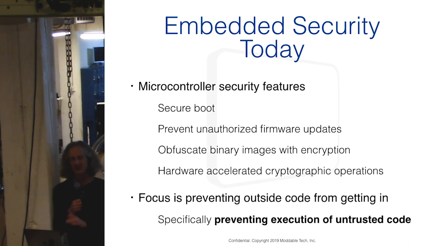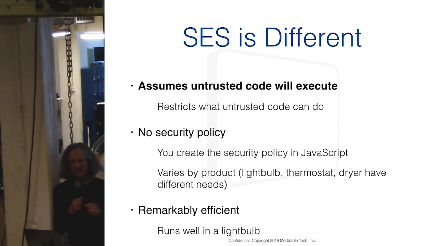It's all focused on the same thing, which is I'm going to stop outside untrusted code from getting into my device. This is good. SES starts from this really other point. It says, I've let the untrusted code in the door. It has the run of the house. Now what am I going to do?